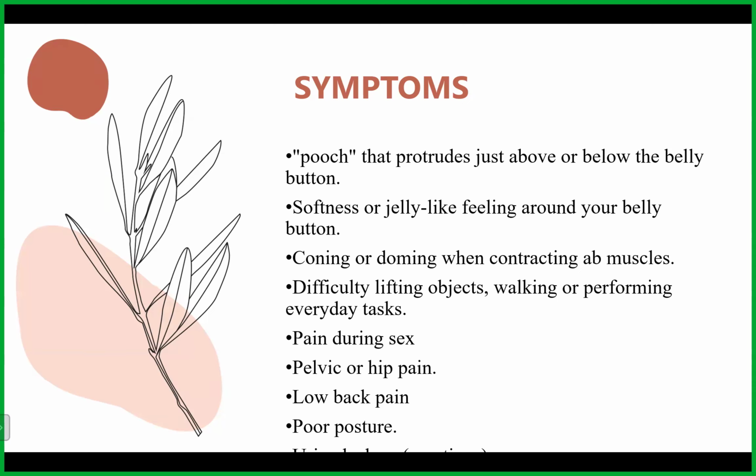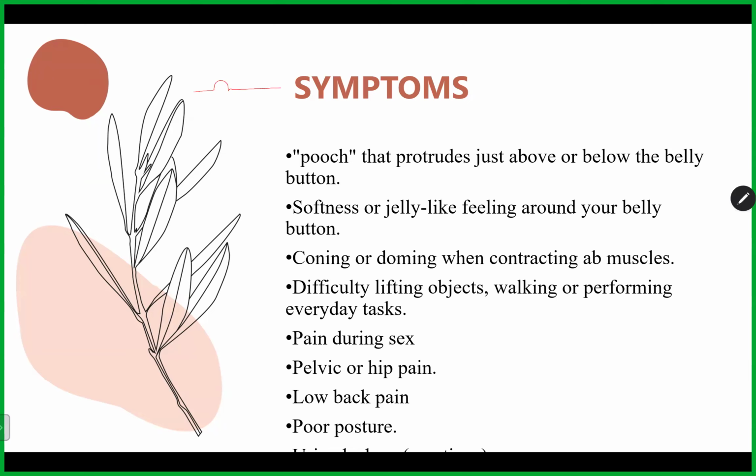Then there'll be doming of the abdominal muscle. How you can check is, you can ask them to do a neck hold in supine and ask them to do one leg lift. You can see the doming happening just over there, like their abdomen will be flat, just there a dome will come and it will come down. That's one way to check.